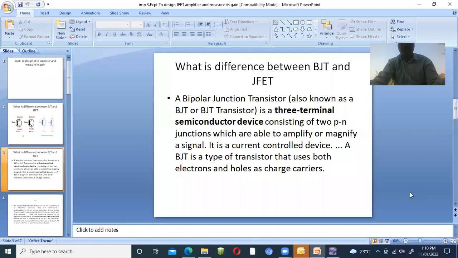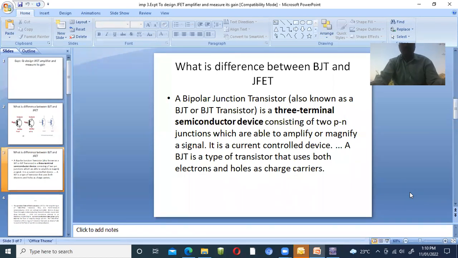So we know that BJT indicates bipolar junction transistor, right? Bipolar junction transistor indicates that current conduction takes place due to both electrons as well as holes, right? And it is also a three-terminal semiconductor switching device. Three terminal indicates that it has emitter, base, collector. These are the three terminals with respect to your bipolar junction transistor. And normally it also amplifies the signal, the same as your JFET.